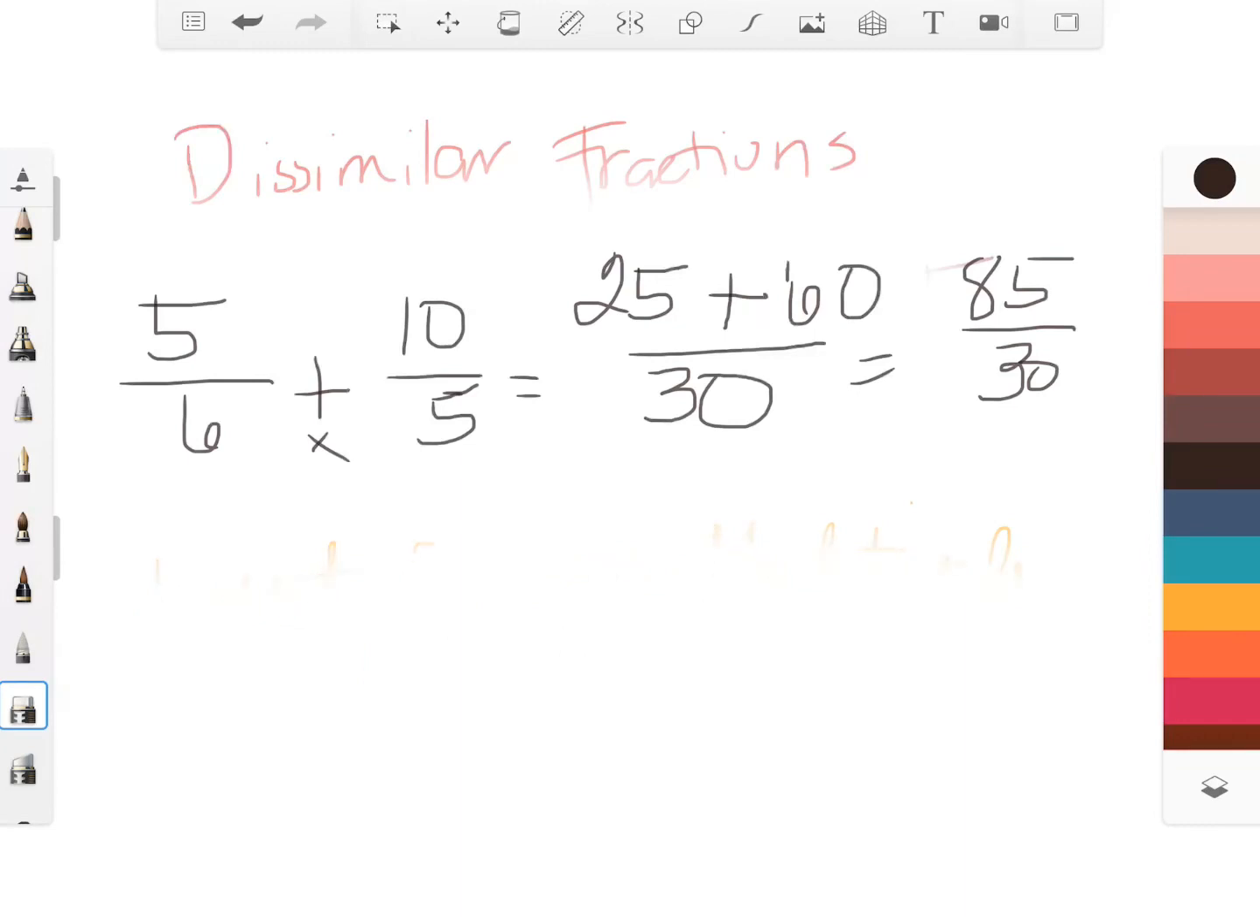Okay, please pause the video and see if you can arrive at the same answer. You know, 85 and 30 can still be reduced to its lowest term. How do we do that? We have to find its greatest common factor, or GCF.